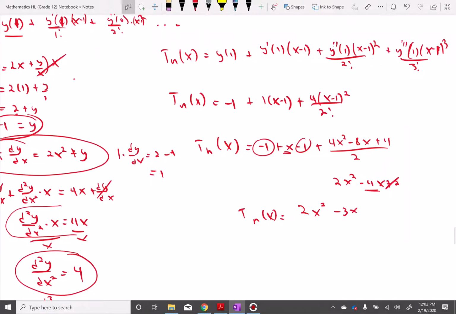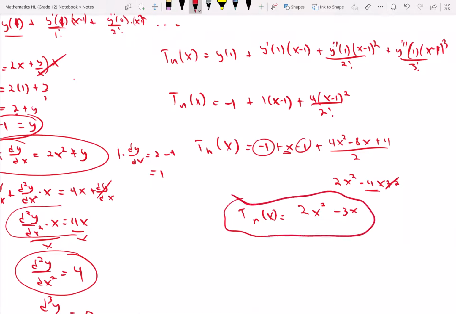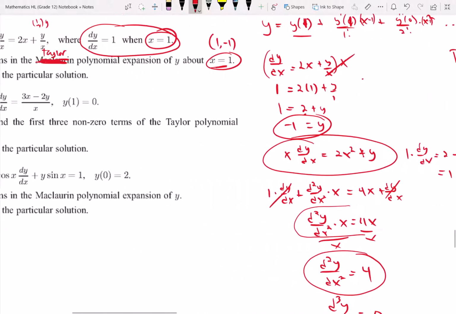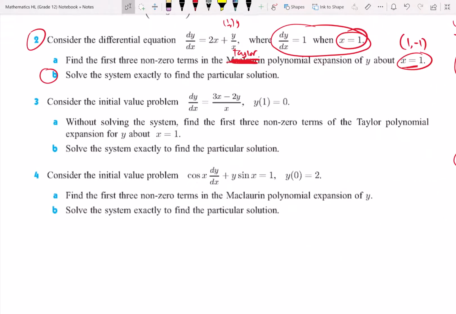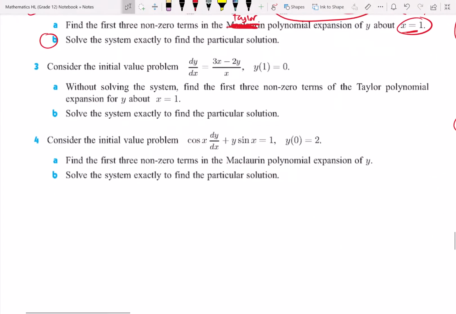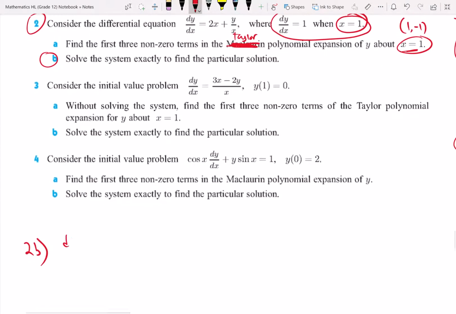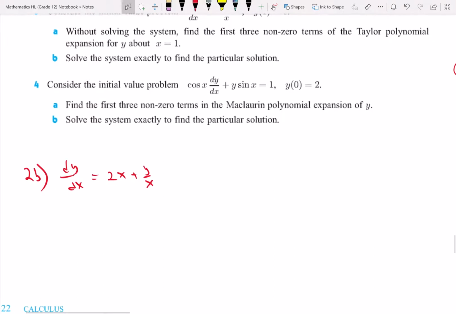Yes, that is correct. So that's your Taylor polynomial that you've solved for a differential equation. I guess if you want, I can take you through how to find it using the integrating factor method as well. So let's do 2b down here. And we have dy dx equals 2x plus y over x. Remember, for integrating factor, you should have dy dx plus p of x times y equals q of x, right?